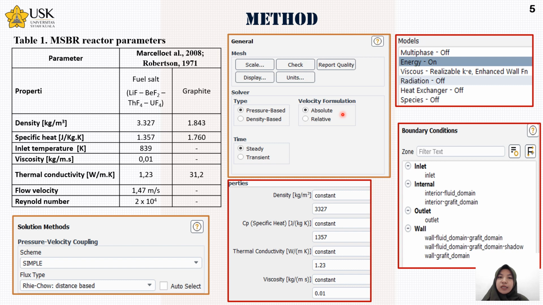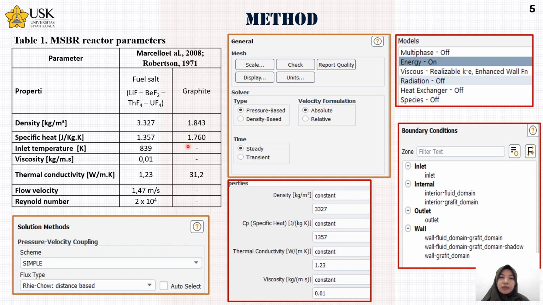Next, for the models, the energy equation is active because of the heat transfer that occurs between the walls and the fuel salt channel. The fluid flow is considered turbulent flow, so the viscous condition was chosen with the k-epsilon realizable enhanced wall treatment model, because the type of flow is complex flow with a heat transfer case. And then I enter the properties of the materials as shown in Table 1.